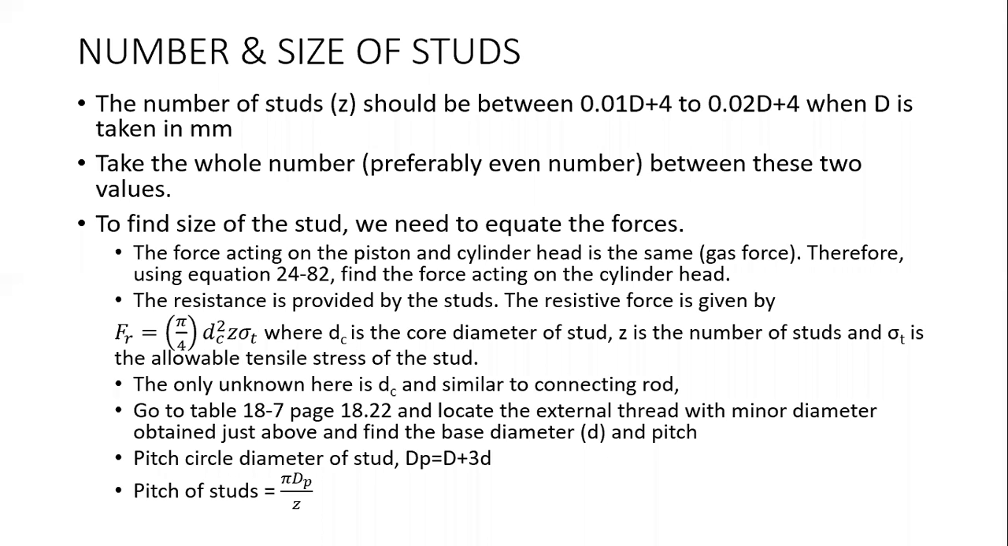So the number of studs, usually we go with an empirical formula. We call it an empirical formula because it is based on the experience that we create. 0.01 d plus 4 to 0.02 d plus 4, where you substitute the bore diameter in millimeter. Please keep it in mind that here you use d in millimeter. If you have 100 as the bore diameter, you will get 1 plus 4, that is 5, to 2 plus 4, that is 6. Between 5 and 6 will be your number of studs.